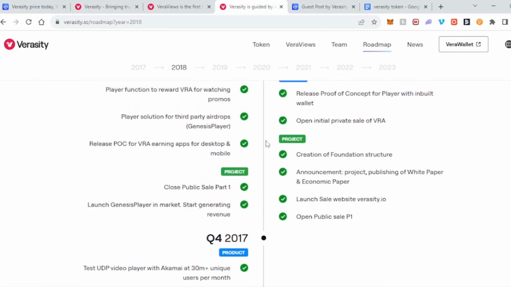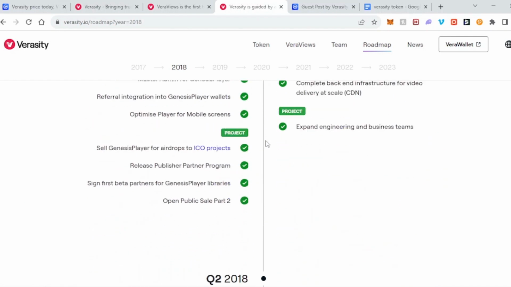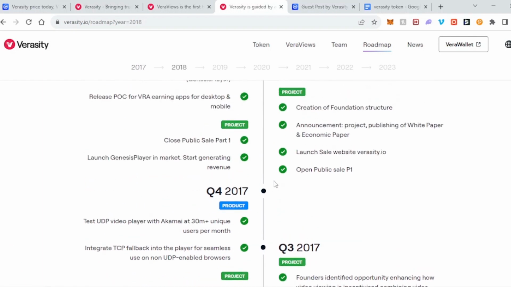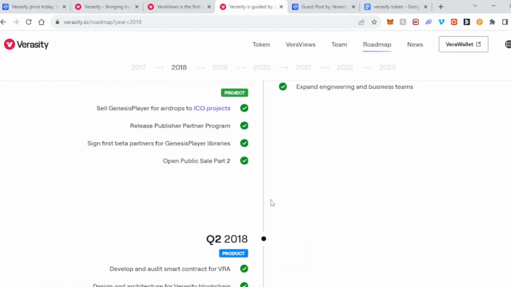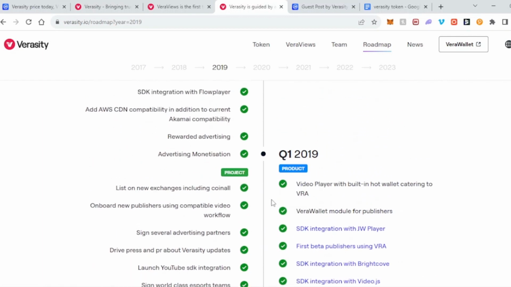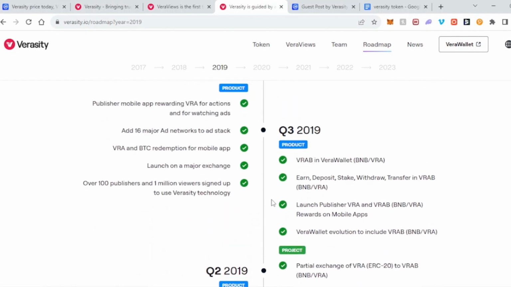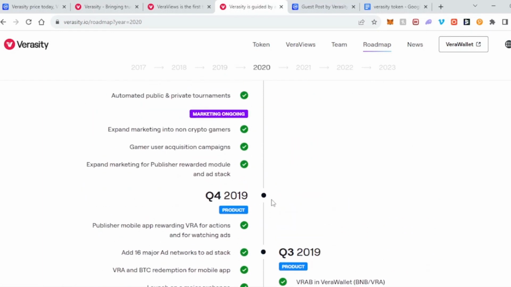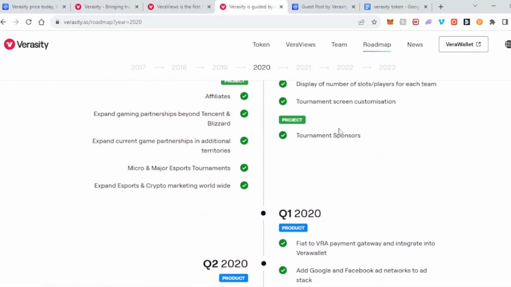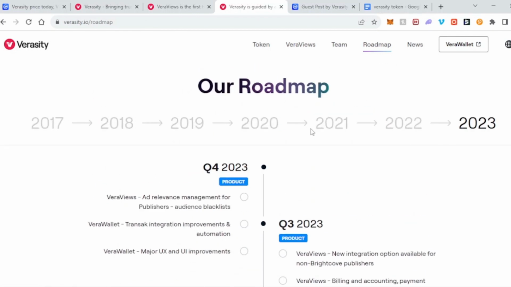You can see how extensive the roadmap is and how long they've been going for. They started all the way back in 2017, so they've been going for almost 6 years now, ticking off the roadmap and continuously updating and improving Verasity, which brings a huge amount of confidence to investors, proving that Verasity is not going anywhere anytime soon, and they're here to stay and believe in the project.